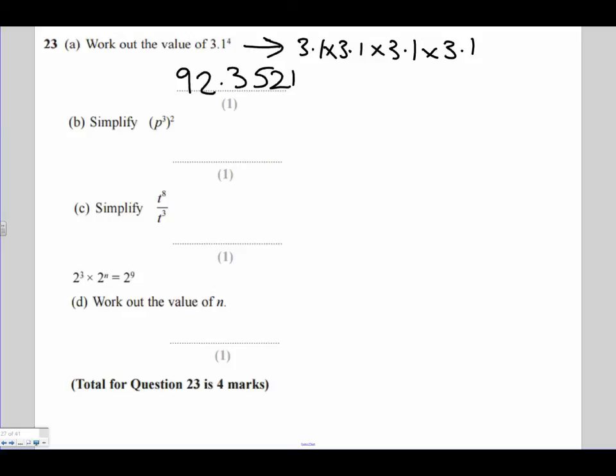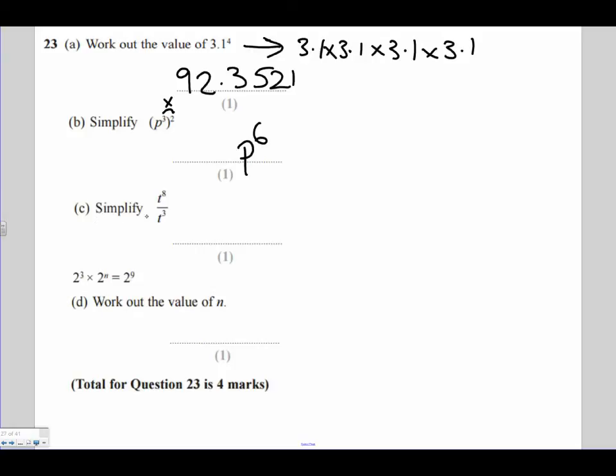Question 23b. Simplify p cubed raised to the power of 2. Well, when you have something raised to the power of 2, we need to multiply these values. So it becomes p to the power 6 because 3 times 2 is 6.